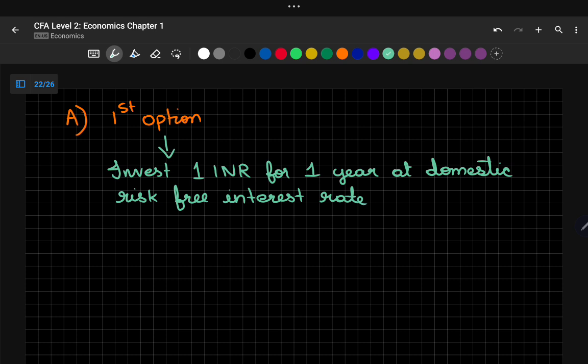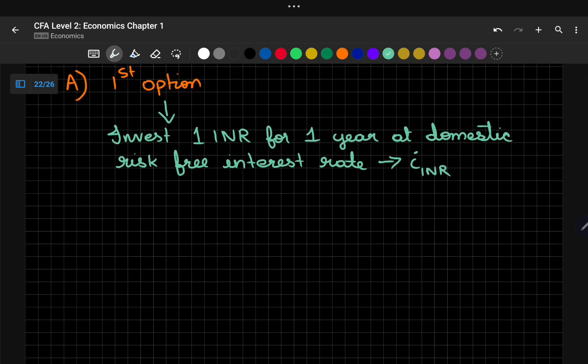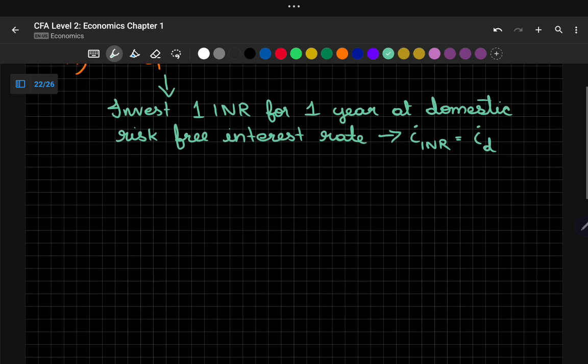So the domestic risk-free interest rate would be denoted as small i INR, which is equal to the domestic risk-free interest rate.